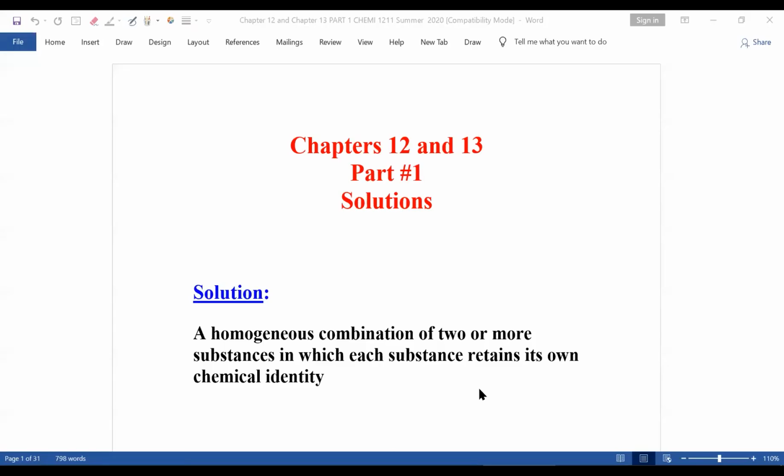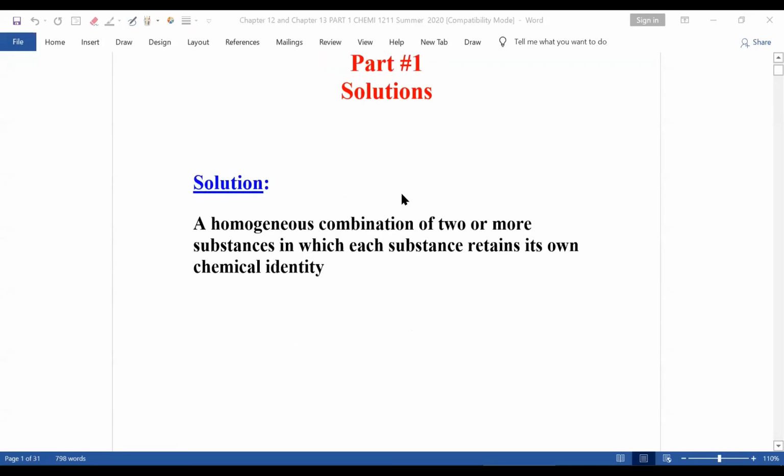The question is, what is a solution? A solution is a homogeneous, that means it's the same throughout, combination of 2 or more substances in which each substance retains its own chemical identity. In other words, when you mix 2 things together to make a solution, they don't react with each other chemically. And so air is a solution.